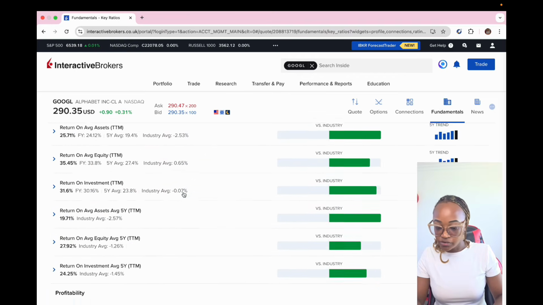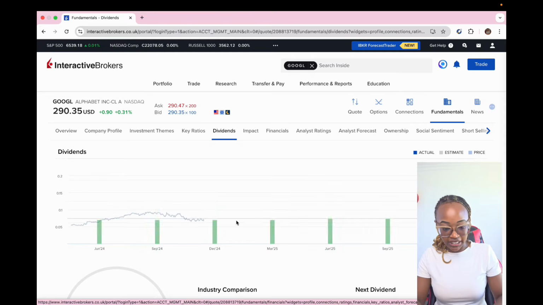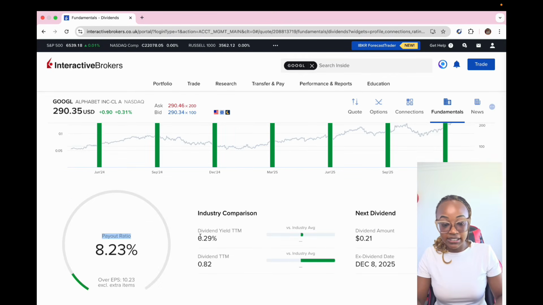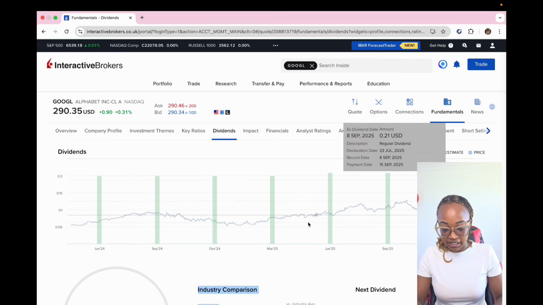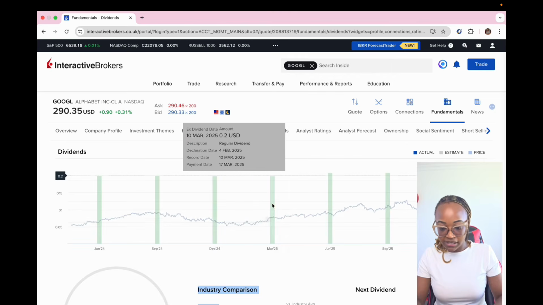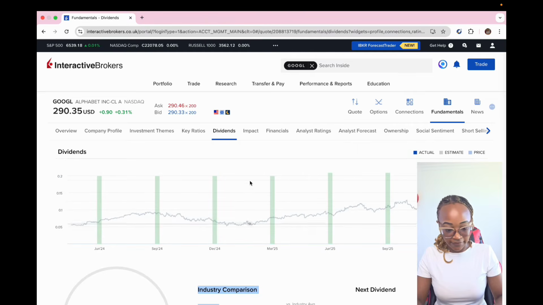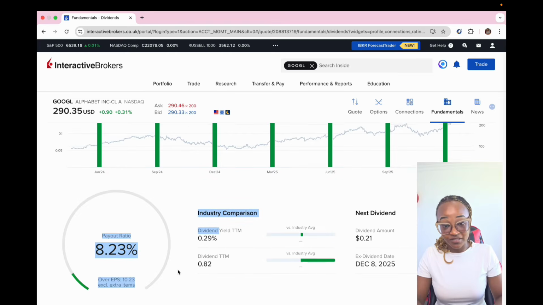Now, the next one, we go to dividends. When you look at dividends, essentially, here you're going to see the dividend ratio, the dividend yield, the payout ratio, the dividend history, and payment schedule. As for Google, they pay dividends every quarter, that is in March, June, September, and December. One thing you'll notice is that the payout ratio and the dividend yield for Google are very low. We're talking about a payout ratio of 8.23% compared to a dividend yield of 0.29%.